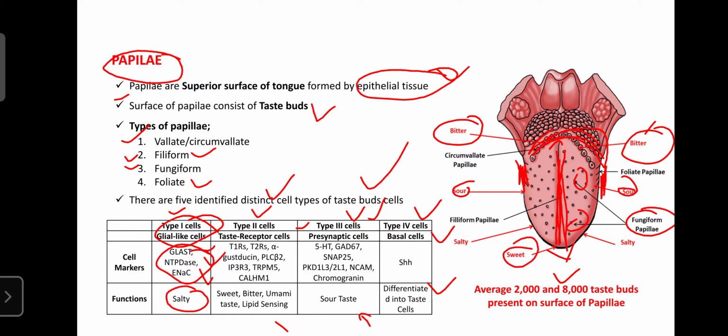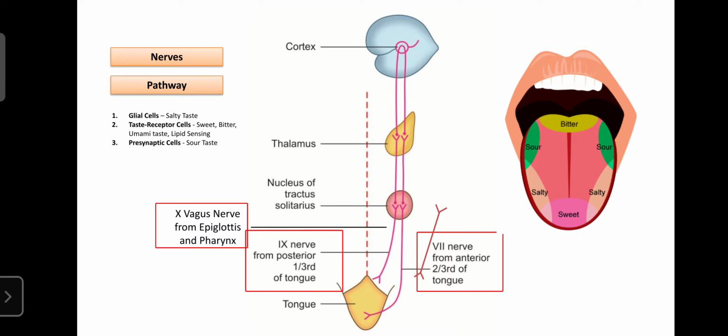On average, there are 2000 to 8000 taste buds present on the surface of the papillae. They are involved in the detection of bitter taste, sour taste, sweet taste, as well as umami taste. And also they are involved in lipid sensing. So next we can discuss the physiology of taste.